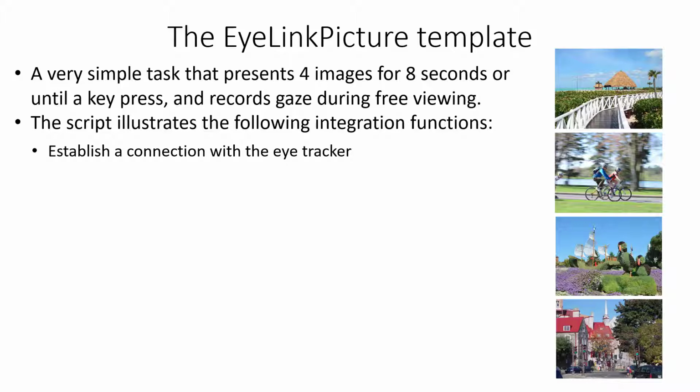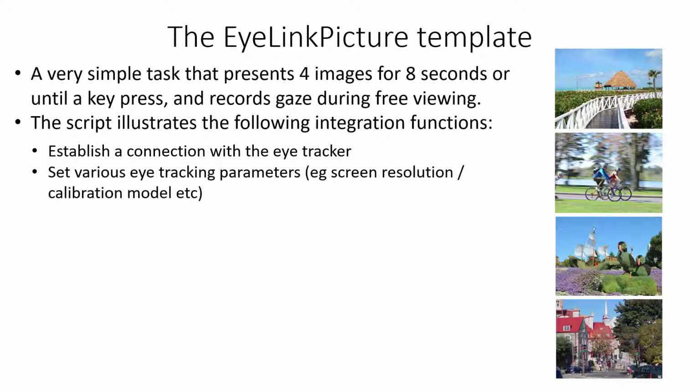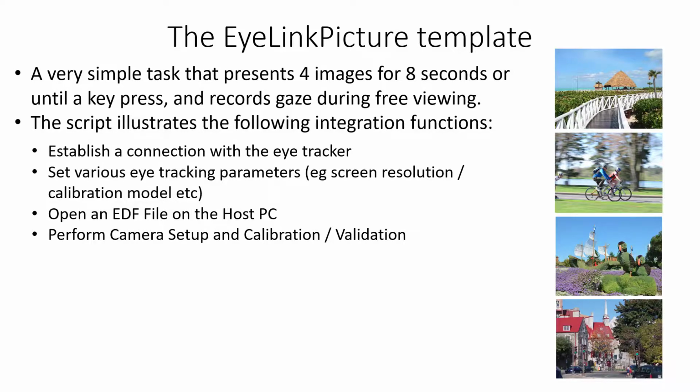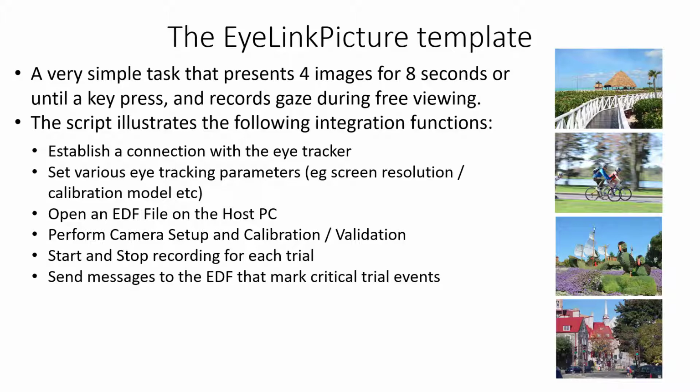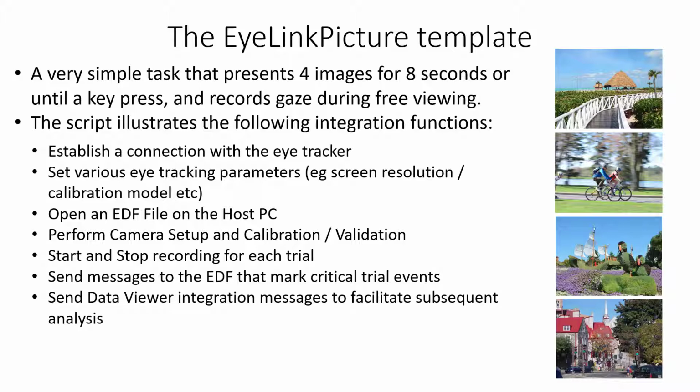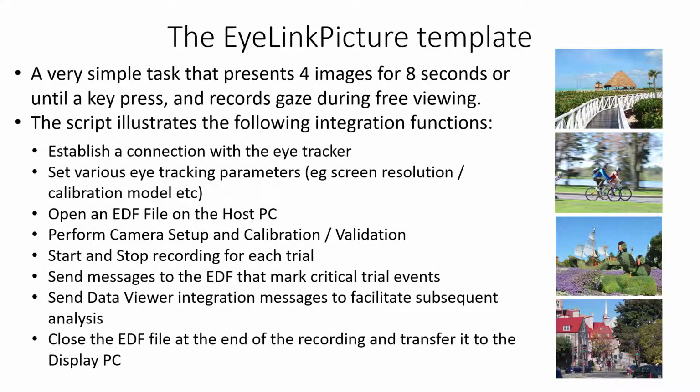It establishes a connection with the eye tracker, sets various tracking parameters, opens an EDF file on the host PC, and allows the experimenter to perform camera setup and calibration validation. It starts and stops the eye tracker recording for each trial. It sends messages to the EDF that mark critical trial events, and sends Data Viewer integration messages to facilitate subsequent analysis. Finally, it closes the EDF file at the end of the recording and transfers it to the display PC.